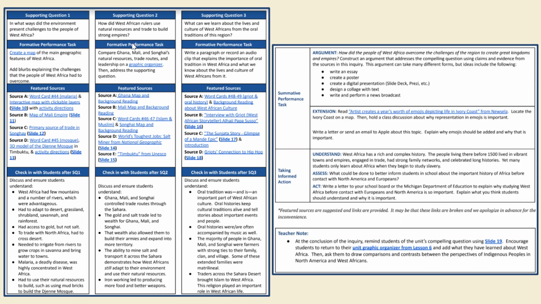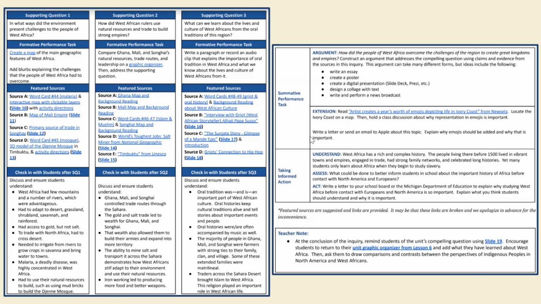So for instance, in supporting question 2, when you look at how do West African rulers use natural resources and trade to build strong empires, you check whether the students are able to compare these 3 empires on a graphic organizer. And that allows you to very quickly check whether the students understood what they were supposed to do in supporting question 2. The featured sources are here. They're all included, so you don't have to go find anything. Everything is linked and included in the documents. And then at the end, we have the summative performance task where students are forming an argument to the compelling question. There's an extension and a chance to take informed action.